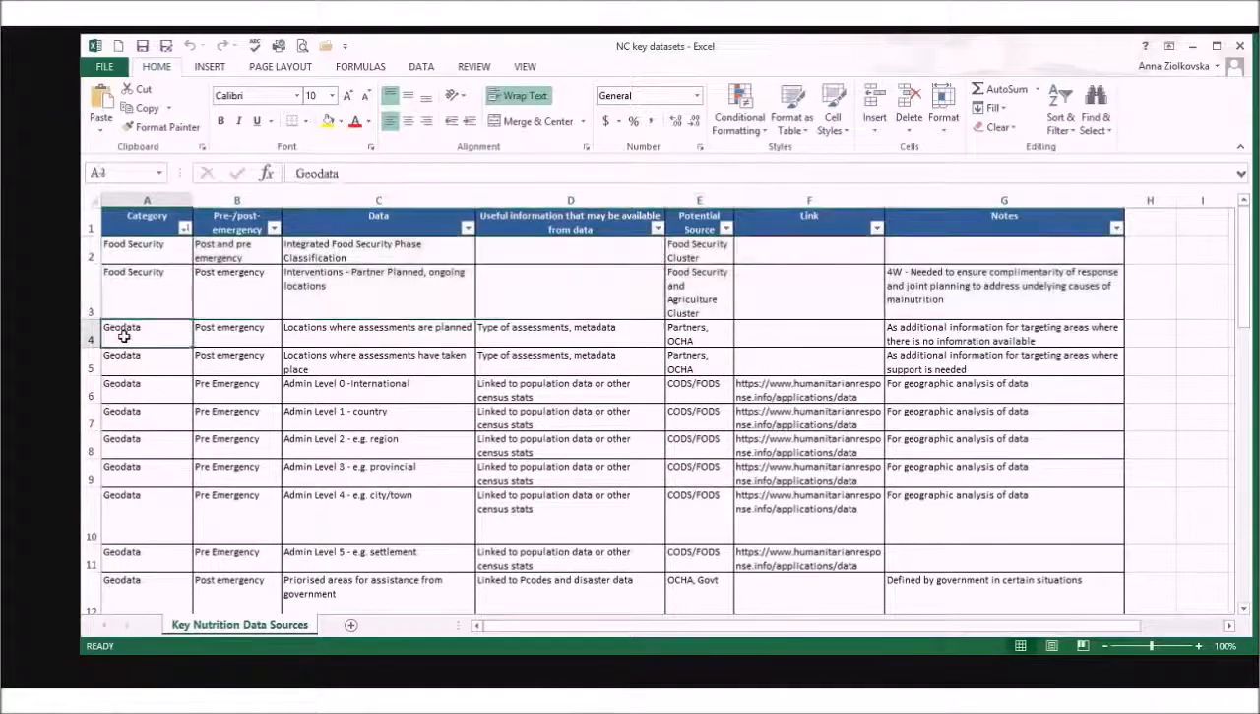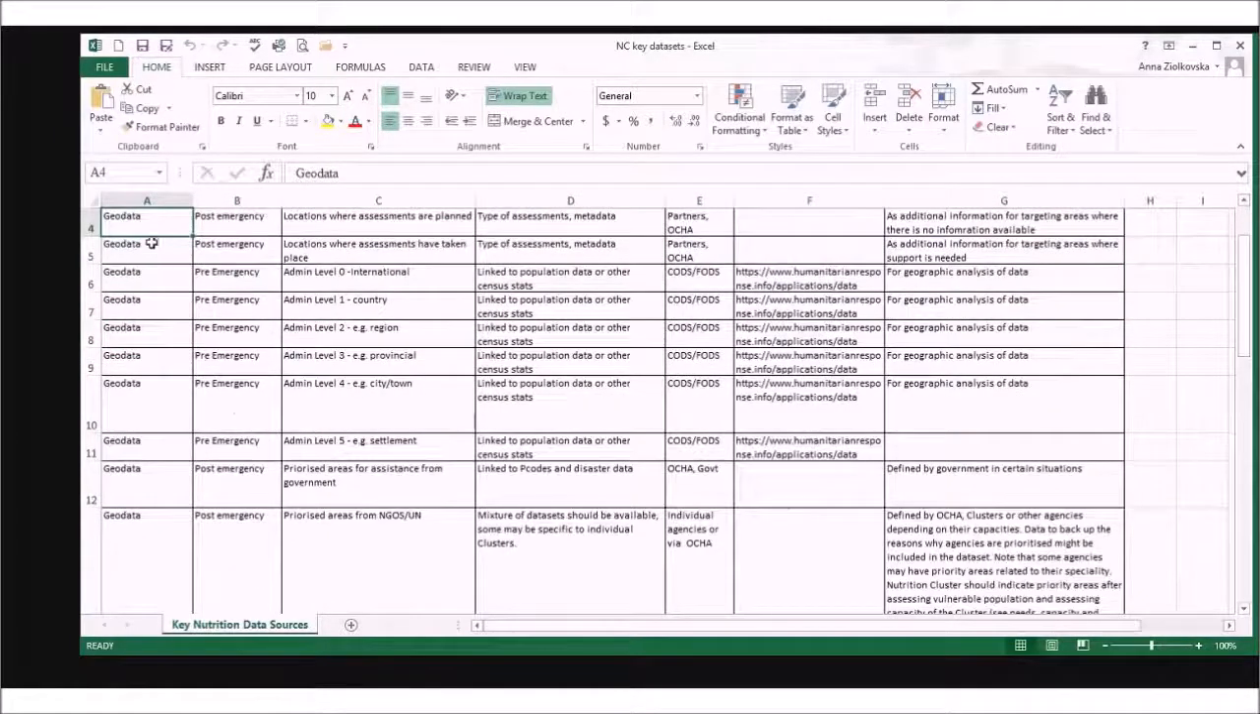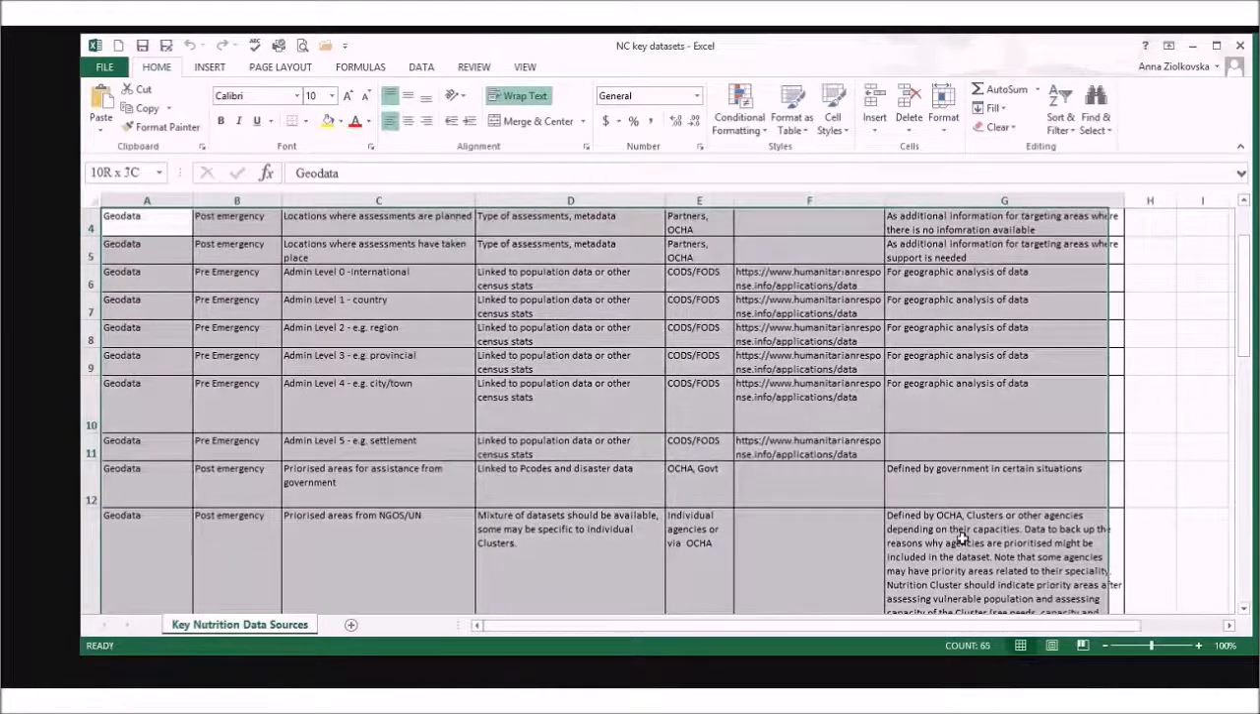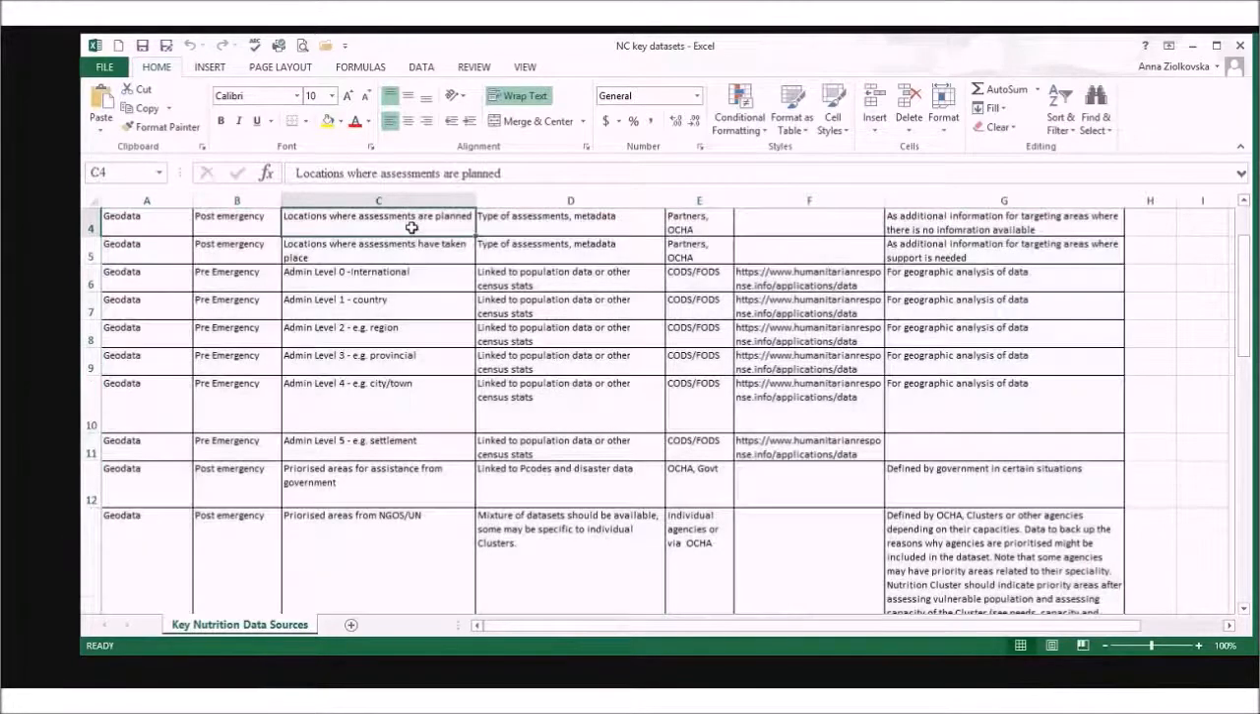The next type of data sets is geographical data, which you should have mainly for mapping, but also for the geographic analysis. Locations where assessments are planned and where assessments have taken place. It's not only for the nutrition assessments, but also for the inter-cluster assessments, and you get this information from your partners or from OCHA.